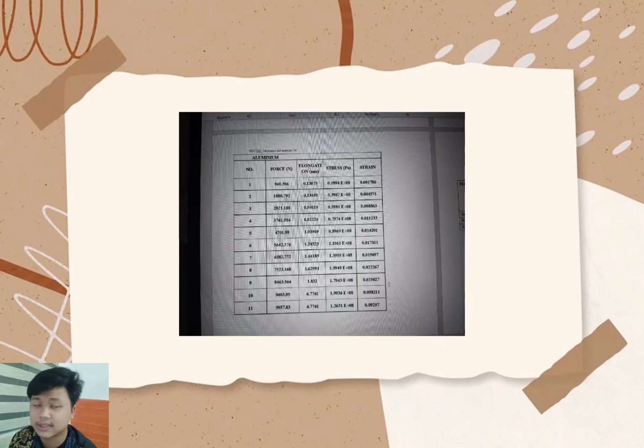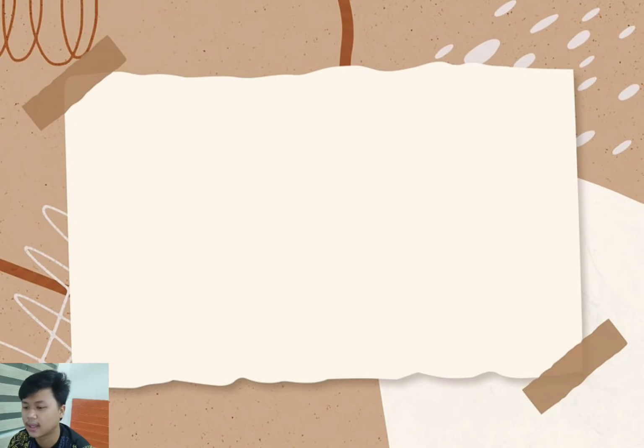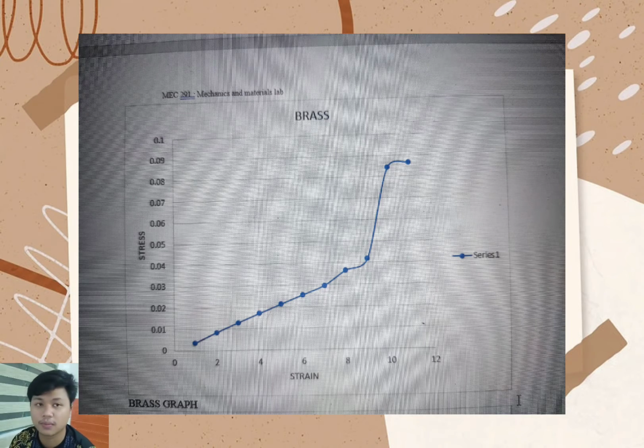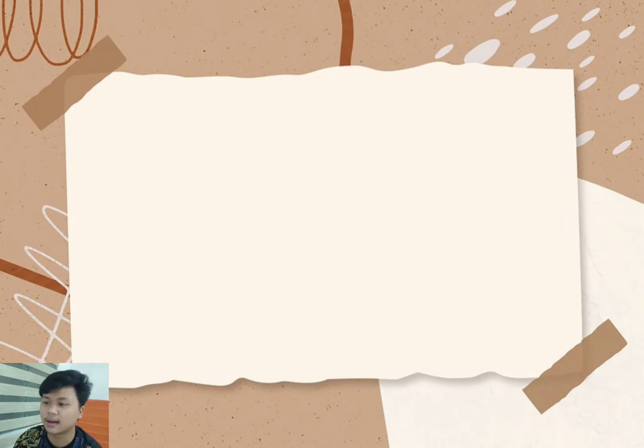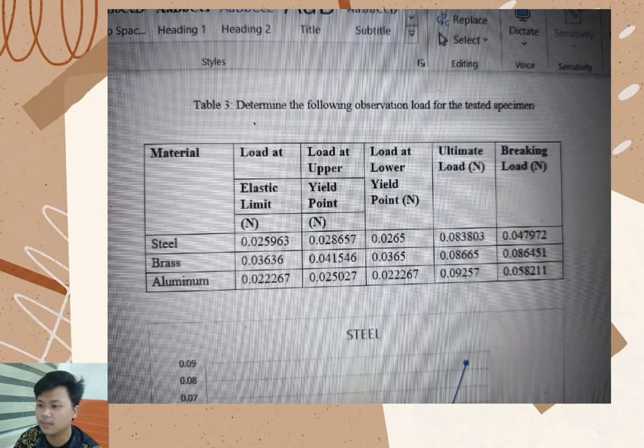So this is a graph from steel, and this is the curve that we got based on the table given. Next, this is the graph of brass, and this is the curve that we got from the stress strain graph of the brass. And the last one, this is the graph of aluminium. So this is the curve that we got from the stress strain graph from aluminium, and from all these graphs we can fill up to find the elastic limit, yield point, lower yield point, ultimate load, and breaking load.